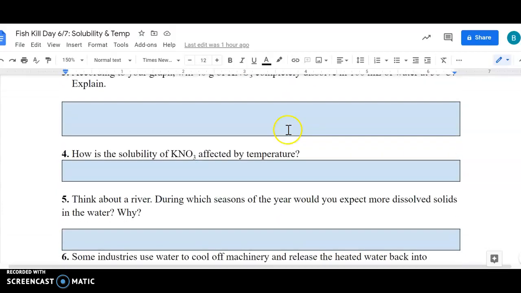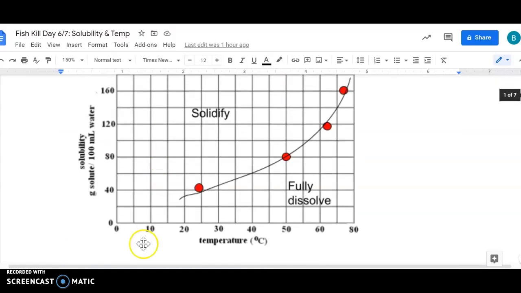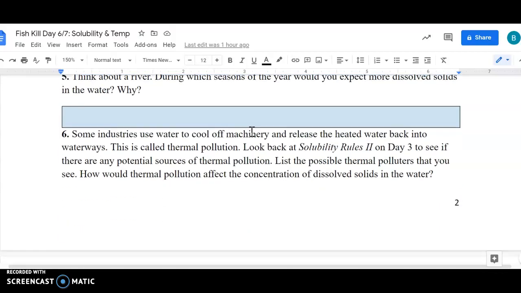You'll continue and do the same for the rest. Then think of how does solubility affect temperature. So if temperature increases, are there more grams that can be dissolved or are there less grams as temperature increases? Temperature is increasing as you go to the right on your graph, and so grams are increasing as well. So use that to answer that question.